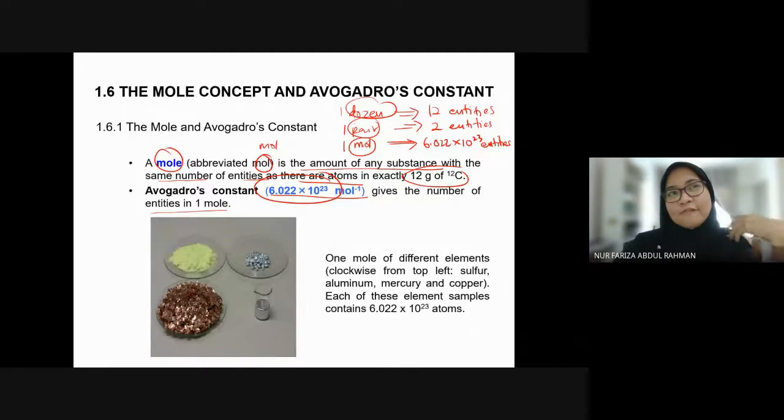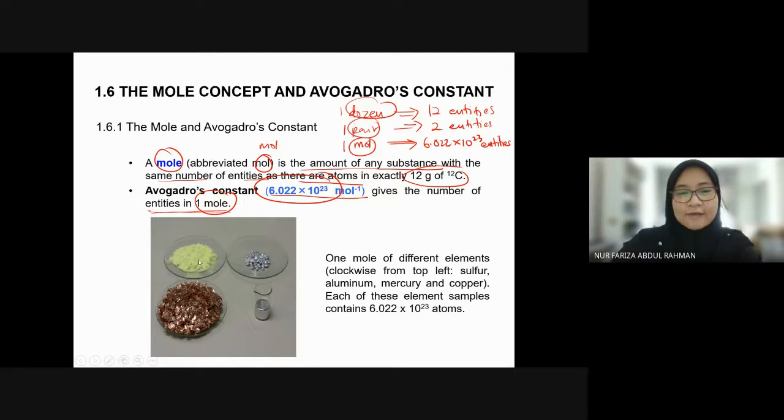Can you imagine if we have 60 mole of particles, 100 or 1,000 mole? Can you imagine the number of entities that we have for that 60 mole? Baru 60 kan, but the entities in the 60 mole will be a lot. So that gives the number of entities in 1 mole.